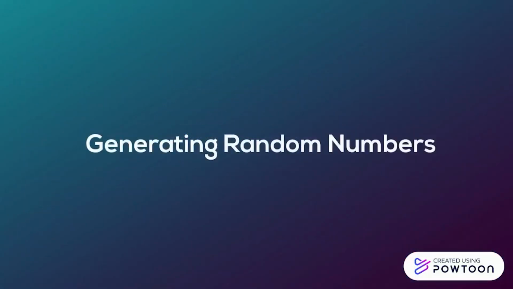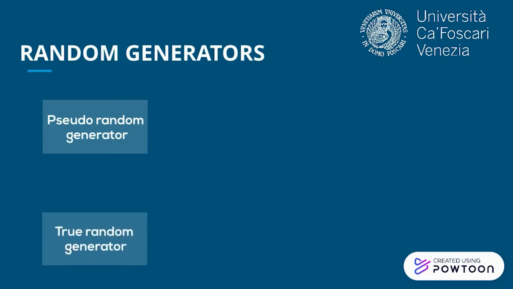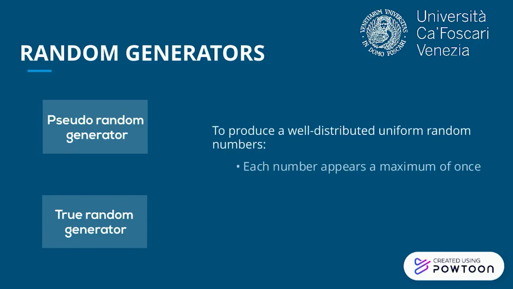Now we want to talk about the generation of random numbers. There are a lot of RNGs, but in this video we are going to talk about pseudo-random number generators and true random number generators. First of all, we need to analyze some properties of the sequence that each RNG generates. The goal of an RNG is to produce well-distributed uniform random numbers, and for that we need each number to appear a maximum of once within the sequence.